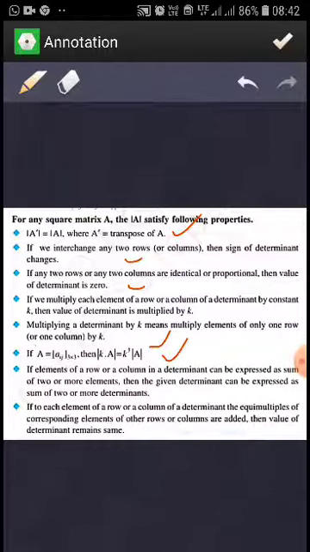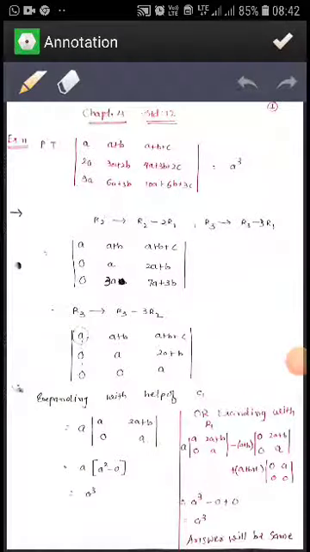And if the elements of a row or column in the determinant can be expressed as the sum of two or more elements, then the given determinant can be expressed as the sum of the determinants. This is also a property. When we do the sum, I will tell you. And the other property is, if each element of a row or column is multiplied by some number and added into the other row or column, the value of the determinant will be the same.